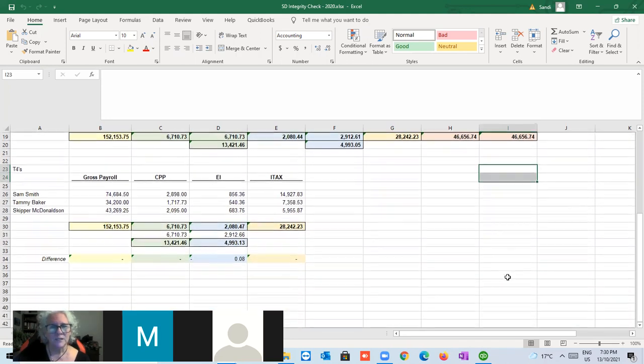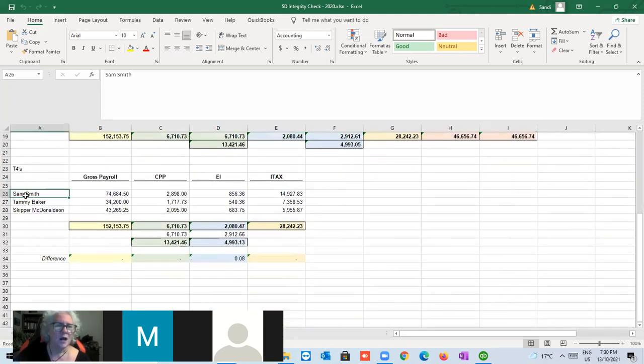The next thing I do this time of year is I want to know that my T4s are talking with the PD7As. Doesn't always happen. 90% of the time it happens, but it doesn't always happen. And so if you have mileage, if you add additions, you have to make sure that you added the T4 box. If you didn't, T4s and PD7As are not going to match.